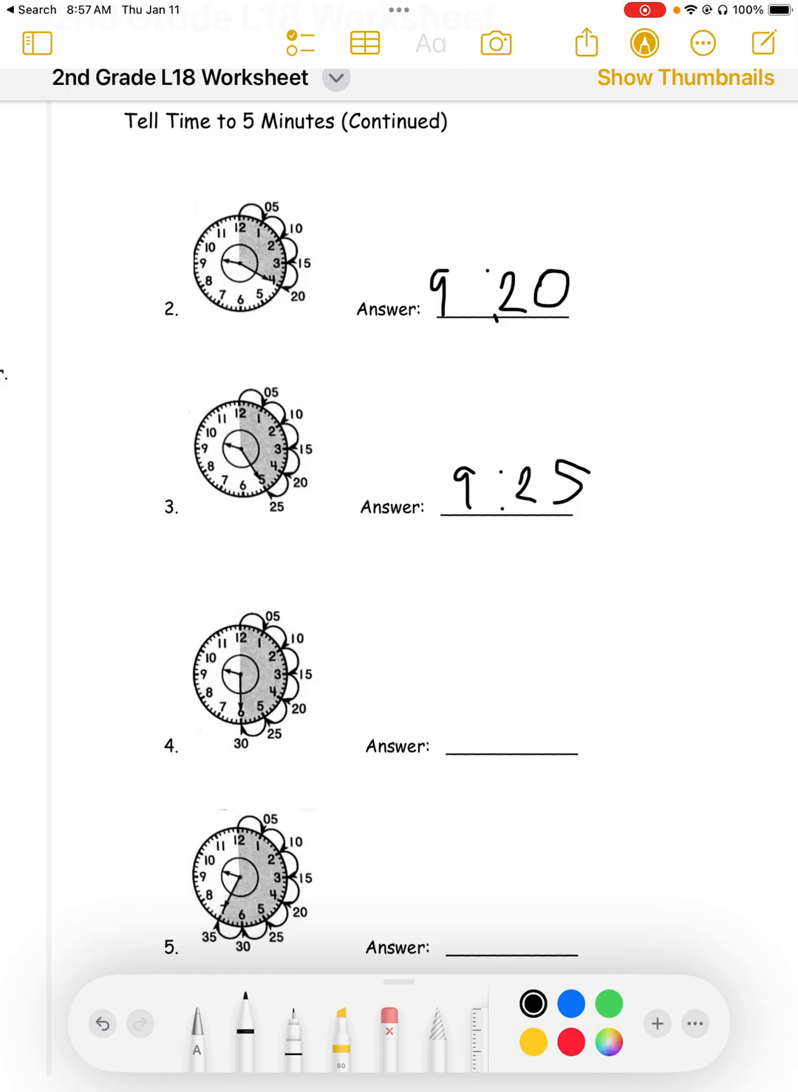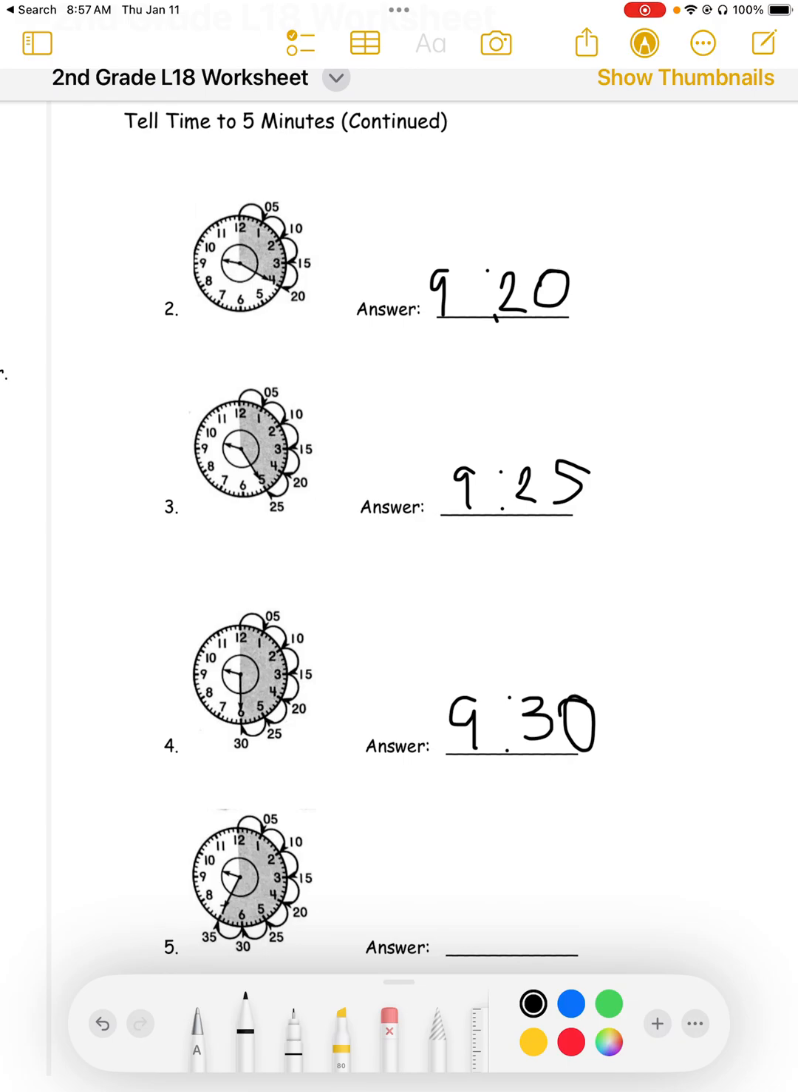For question number 4, the smaller hand is still pointing at the 9, so we'll write 9 and count by 5s again. 5, 10, 15, 20, 25, 30. So the answer will be 9:30.